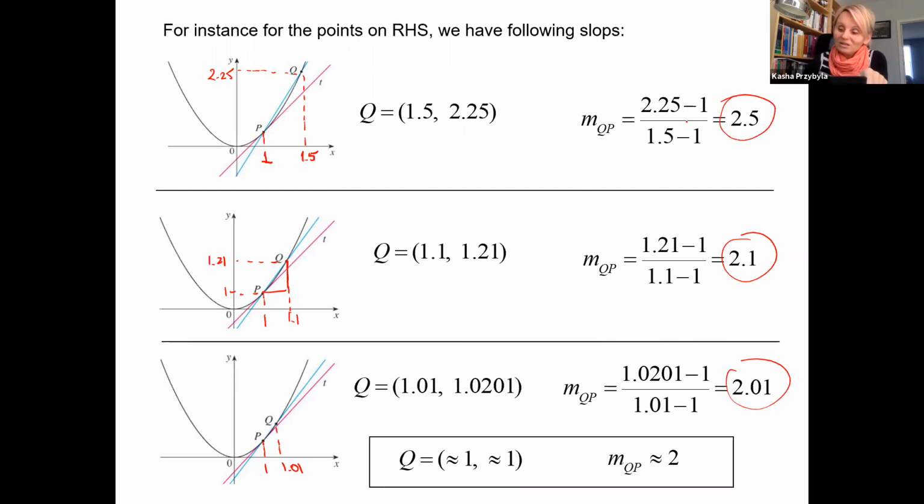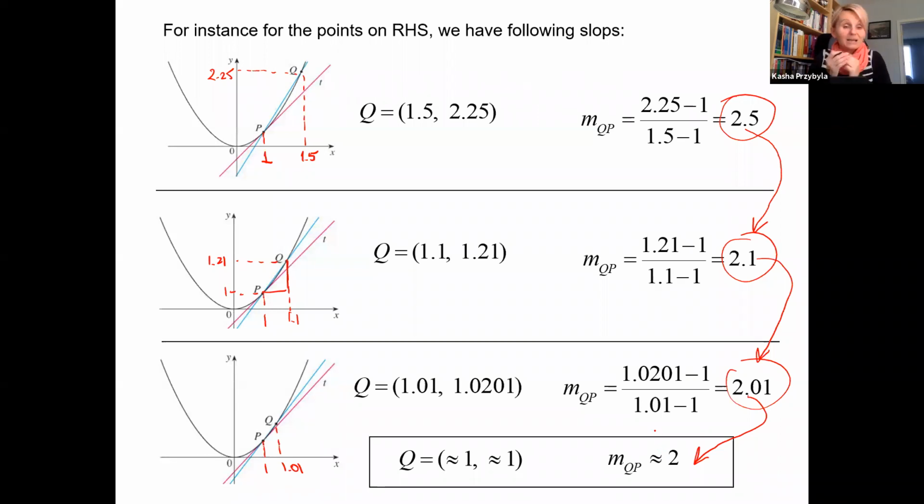Looking at these slopes of the blue line, of the secant line, 2.5, and then 2.1, 2.01, what do you think will be the slope of the tangent line, approximately? If we go extremely close, I can't have 1 and 1, because 1 minus 1 will give me 0. That means, yes, thank you, Noah, it will be 2.